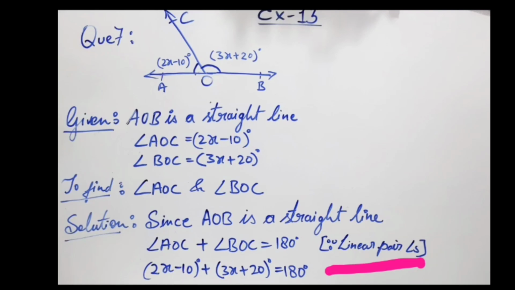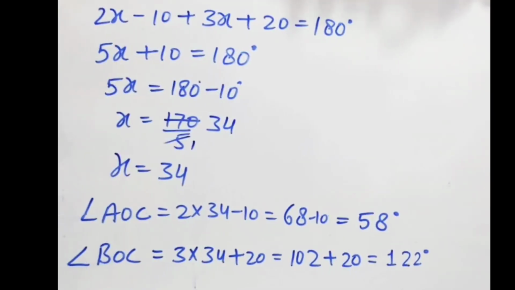Now we'll put the value of angle AOC. It is 2x minus 10, which was given in the question, and in place of angle BOC we will write 3x plus 20 degree equal to 180 degree. Now we will open the bracket. So when we open the bracket, it will be 2x minus 10 plus 3x plus 20 equal to 180 degree. Now we can see 2x and 3x are like terms, both are positive, so we will add them and it will be equal to 5x.